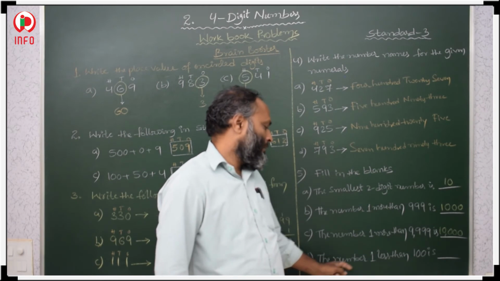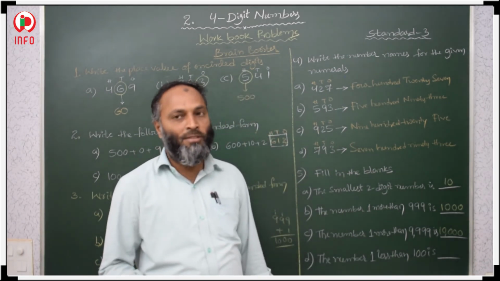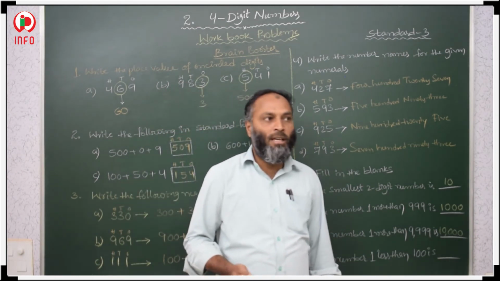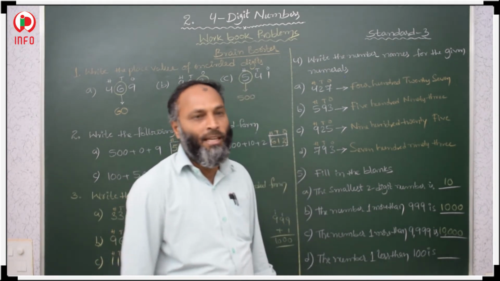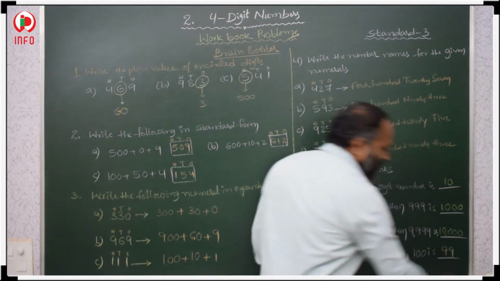Then the number 1 less than 100. 1 less than 100 means 1 less, we will get the predecessor. So the predecessor of 100 is 99. So this is the answer.